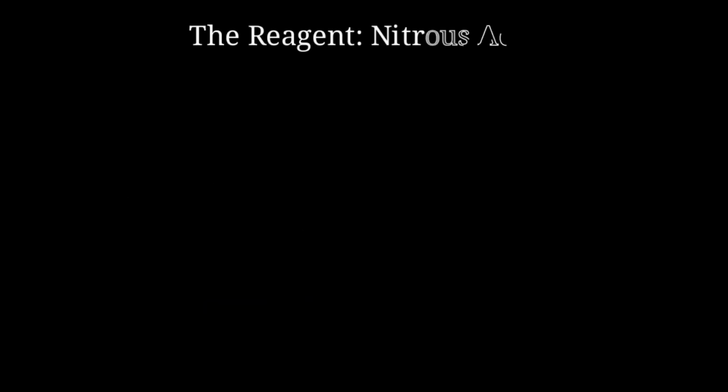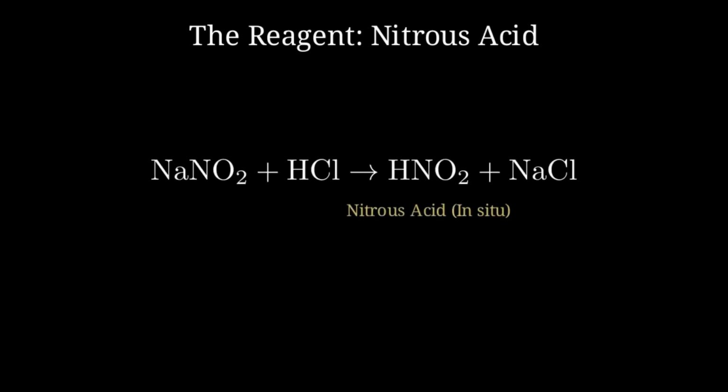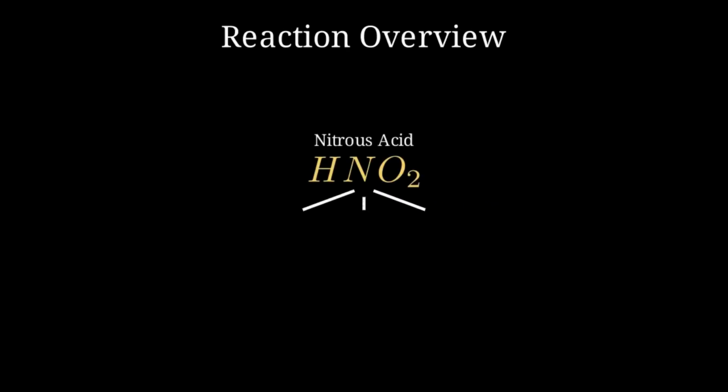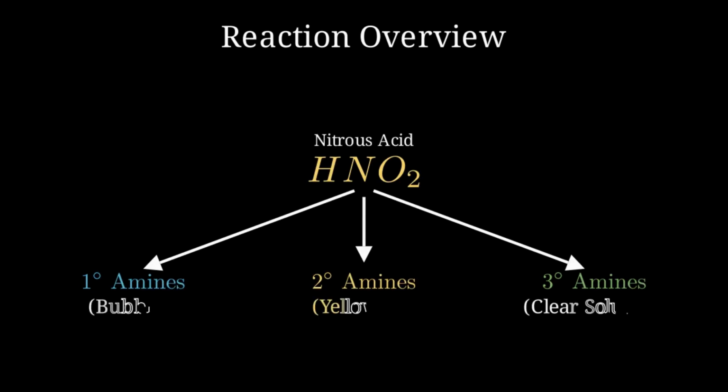Nitrous acid is unstable, so it is prepared fresh in the test tube by reacting sodium nitrite with hydrochloric acid. This reaction must be kept ice-cold, between 0 and 5 degrees Celsius, to prevent the decomposition of the reagents. The primary goal of this test is to observe physical changes.